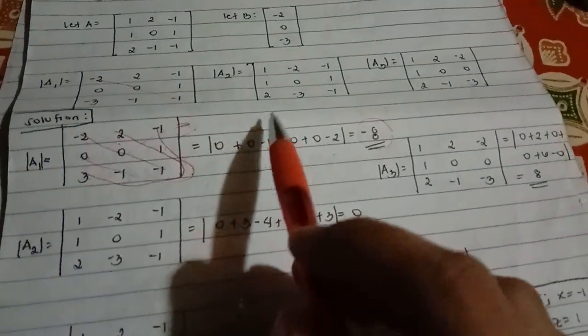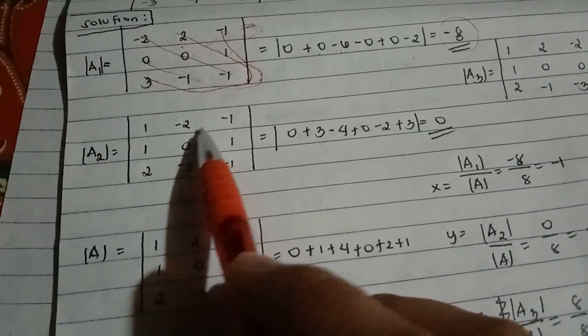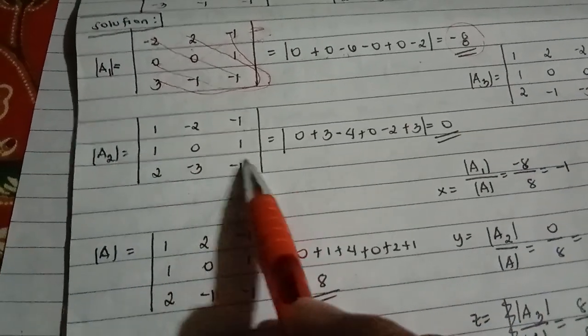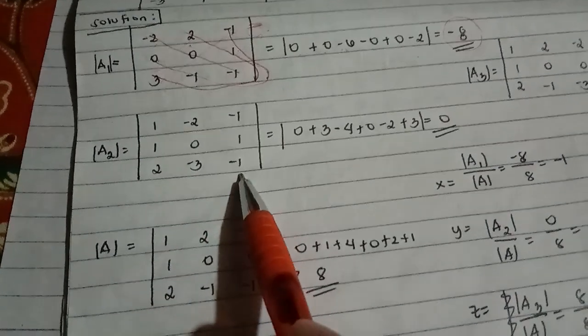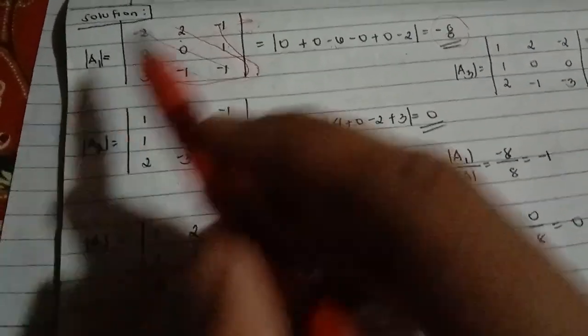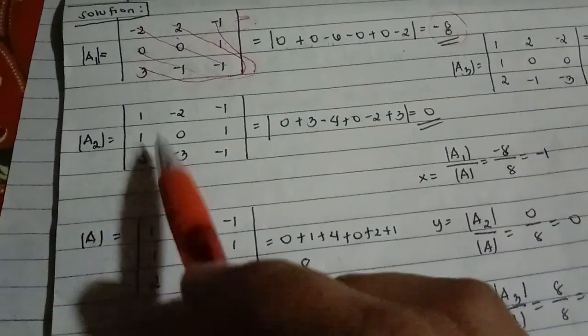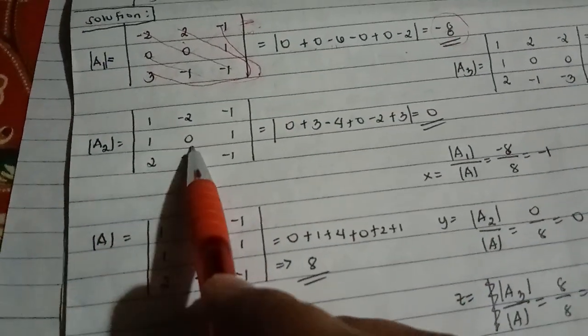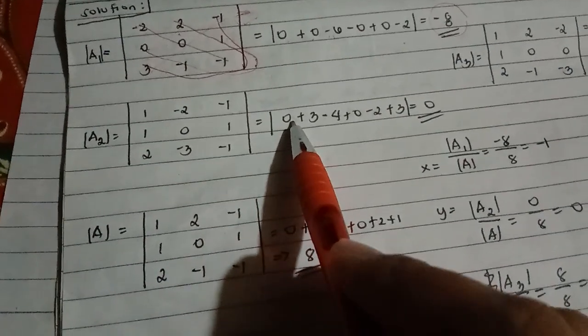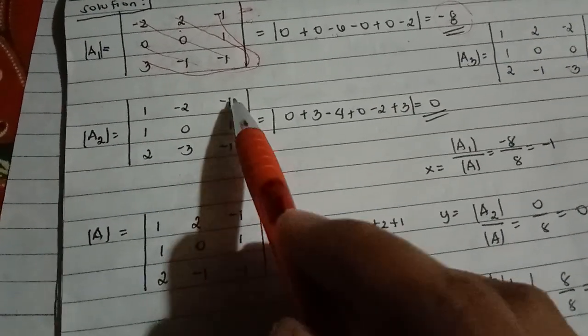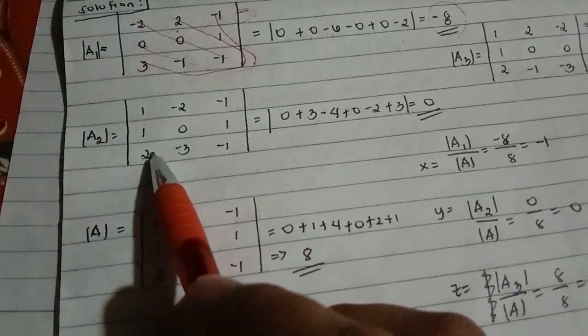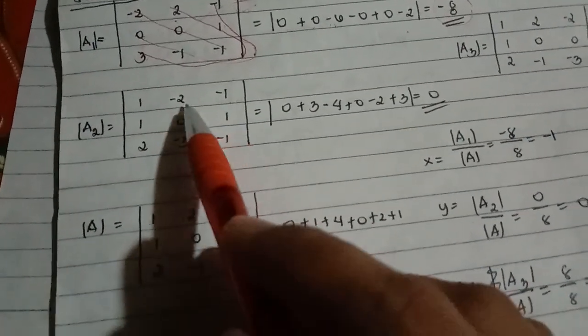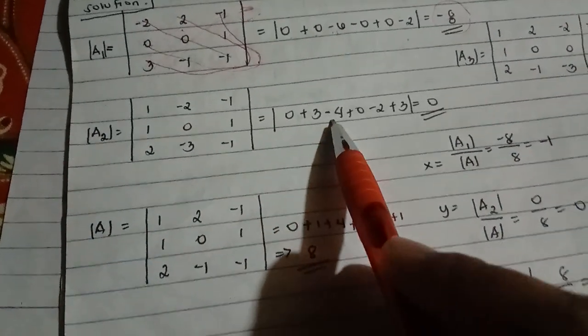So in A sub 1, to get the determinant of A sub 1, we replace the second column with this one. So the given problem is 1, negative 2, negative 1, 1, 0, 1, 2, negative 3, and then negative 1. Same as in getting A sub 1, we need to multiply it. So 1 times 0 times negative 1 is equal to 0. 1 times negative 3 times negative 1 is equal to 3. 2 times 1 times negative 2 is equal to negative 4.